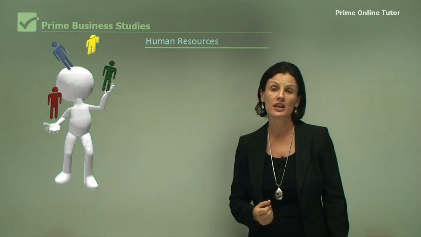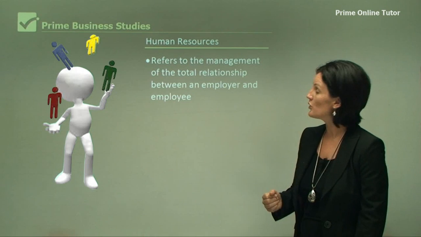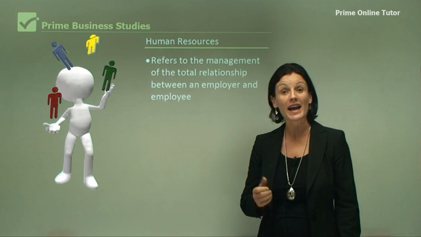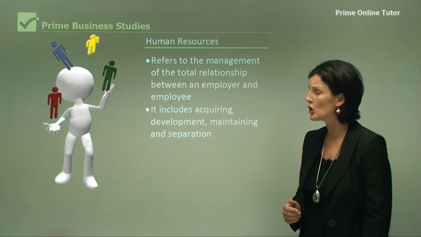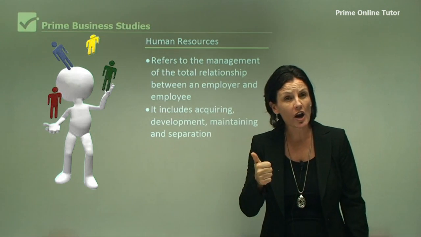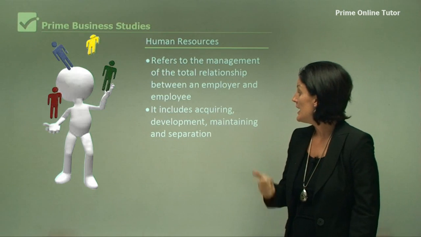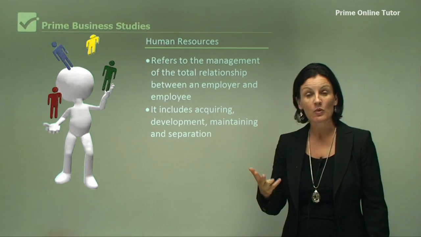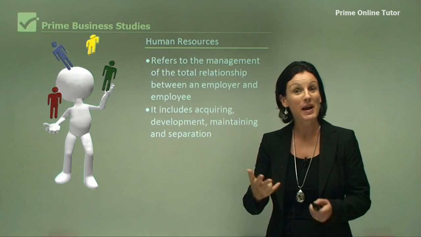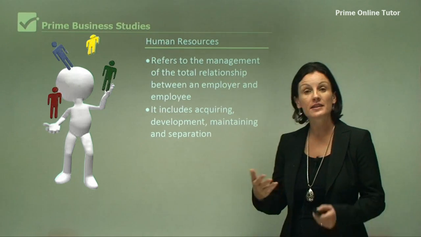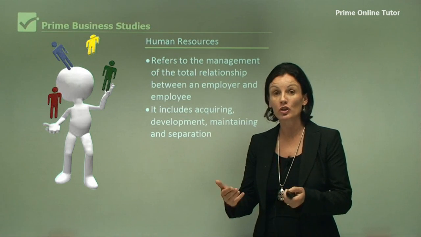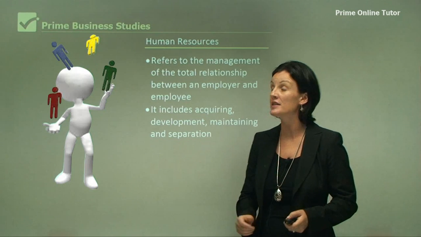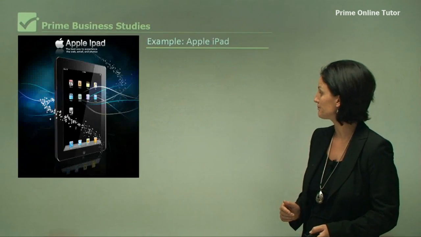Finally, our final function is human resources. Human resources refers to the management of the total relationship between an employer and an employee. It includes acquiring. Acquiring means employing people. Development, which includes training people. Maintaining, which includes motivating people and paying their wages. And finally, separating. Along the line, you're going to have workers who leave the organisation for various reasons. It still needs to be analysed by the human resource function.